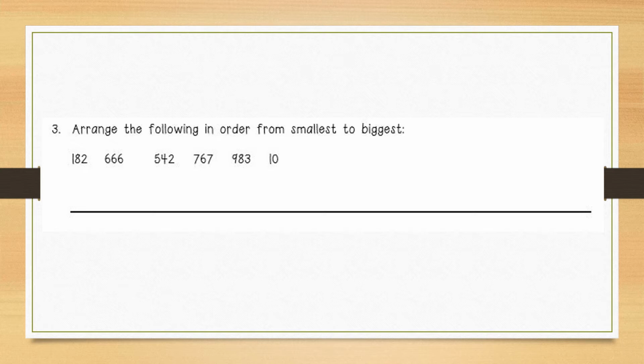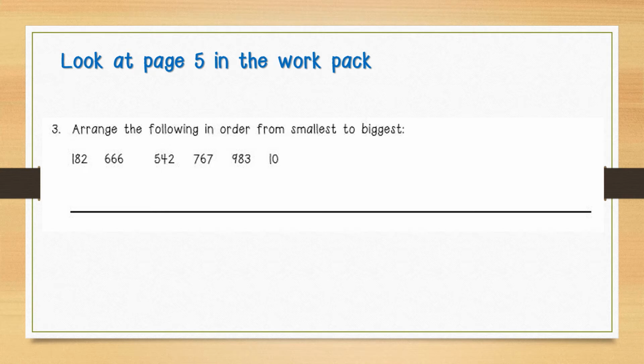Okay learners, now we are going to look at our work pack at page 5 in our work pack. It says arrange the following in order from smallest to biggest. So remember we said for smallest we need to look for the smallest number and count forwards to the biggest number. So let's go through the numbers.